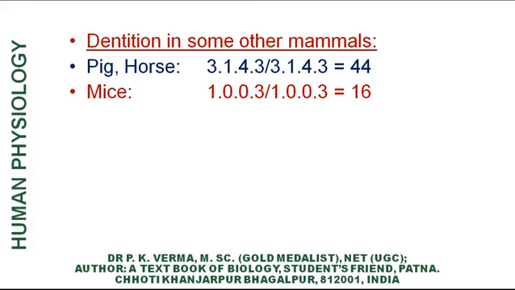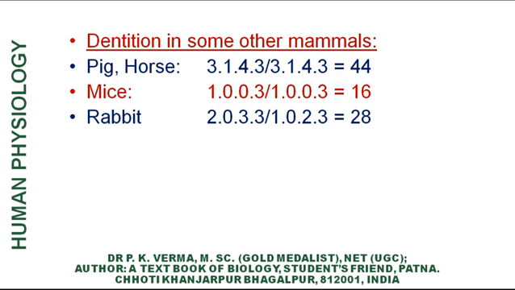Mice have 1003 by 1003, total 16. They have neither the canine nor premolar. In place of them, a long gap is left that is known as diastema.